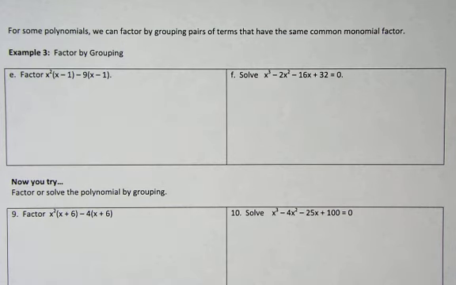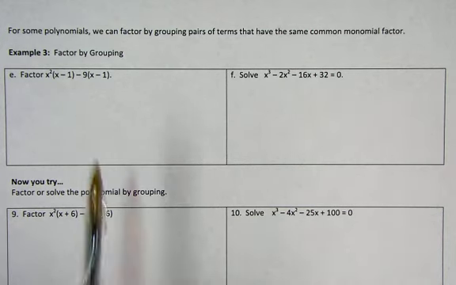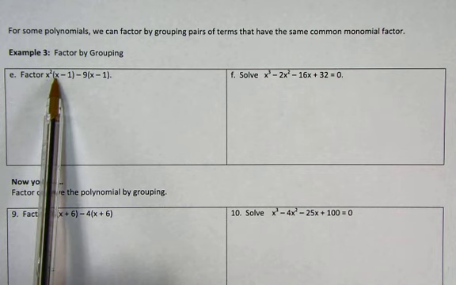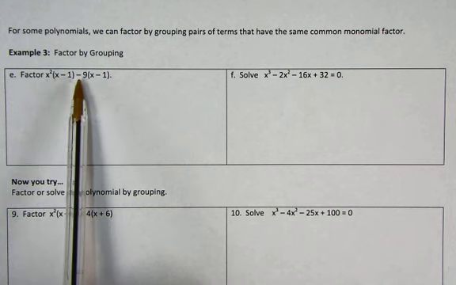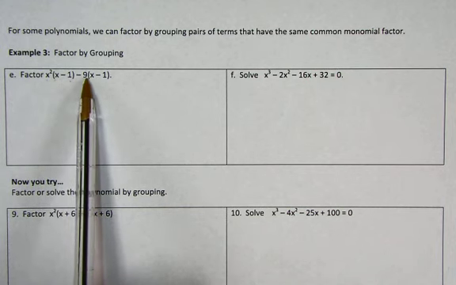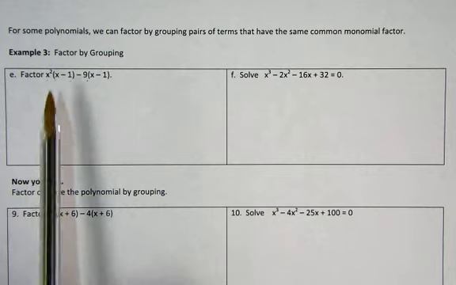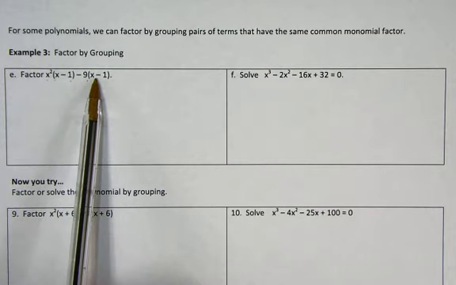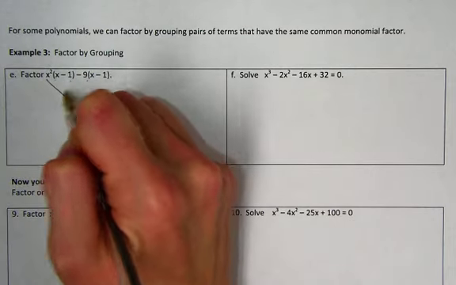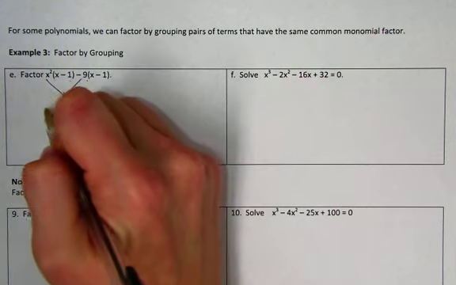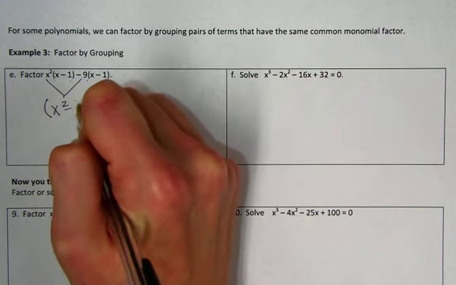In letter E in example 3, we'll notice that our first term, x squared, is being multiplied by the group x minus 1, and my second term, 9, is being multiplied by the same group, x minus 1. If we're in a situation like this where both of our groups are exactly the same, we can group our two outside values together. So this would give us x squared minus 9.